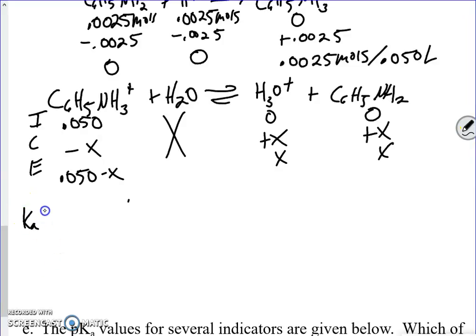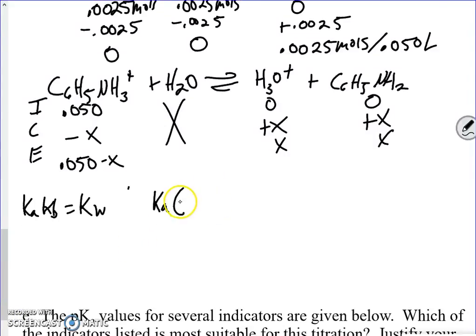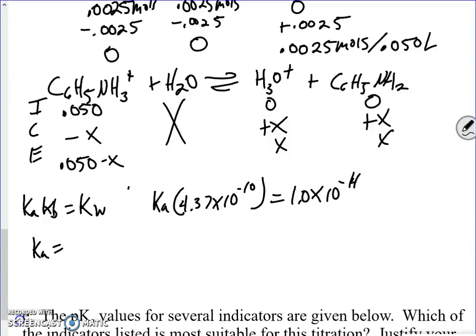Well, how do we get Ka? Ka times Kb equals Kw. So our Ka can be calculated by taking our Kb value, which was 4.37 times 10 to the negative 10th, equaling Kw, which is always 1.0 times 10 to the negative 14th, and calculating out what that value is. And that's going to give us a Ka of 2.3 times 10 to the negative 5th.